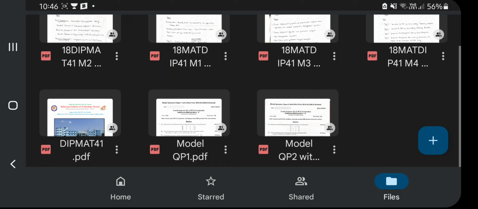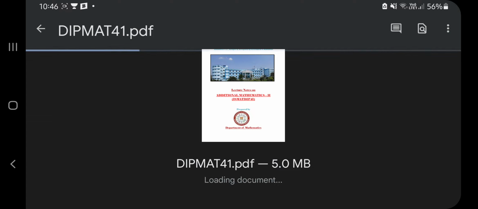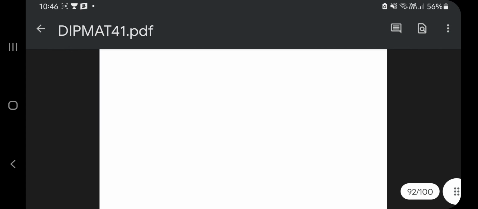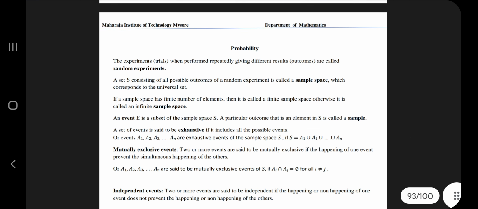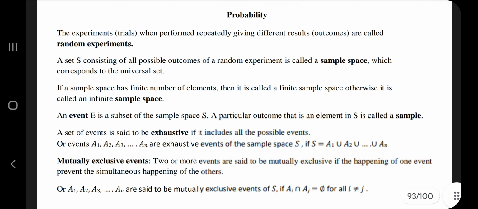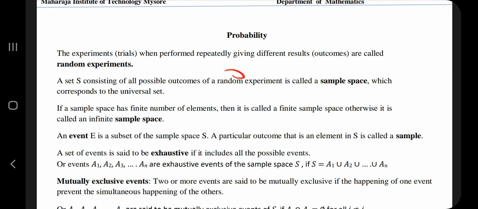Okay, so let's get started. Move on to the notes part. In the notes part, the basic terminologies of probability are given. What is a random experiment? Whatever trials we do, that is called a random experiment. Trials means simply throwing the die. Each throw of the die is a random experiment.